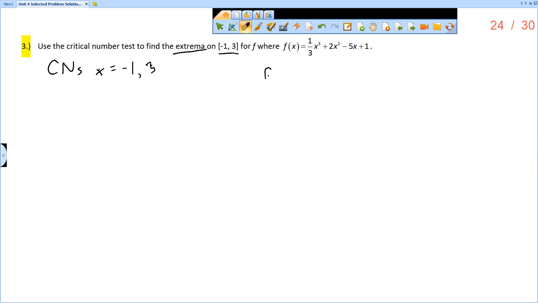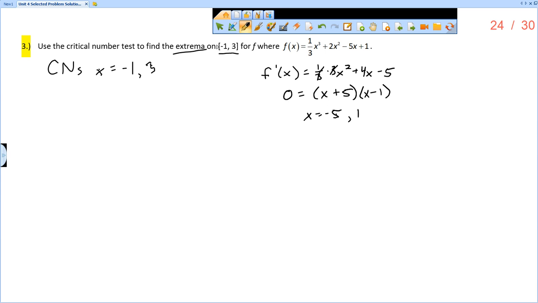All right, so f prime of x. So 1/3 times the derivative of x cubed, so that would be 3x squared plus 4x minus 5. Obviously 1/3 and 3, so we just get x squared plus 4x minus 5. So we want to set this equal to 0 and solve. So we can factor this into x plus 5, x minus 1, and so I get that x equals -5 and x equals +1.